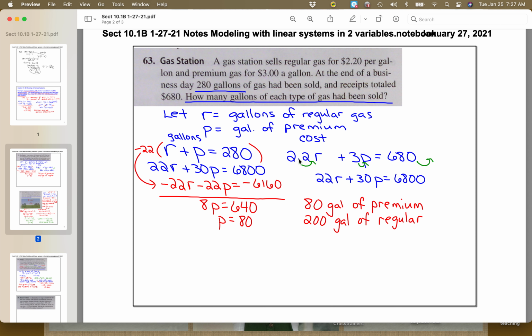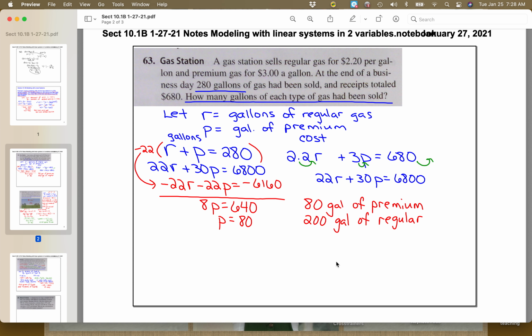And then I just multiplied everything by 10. You don't have to do that, but I did to get rid of the decimal. So you can see this equation here. And then I just had these two equations to solve, and I used the elimination method and solved, and I got 80 gallons of premium, 200 gallons of regular.